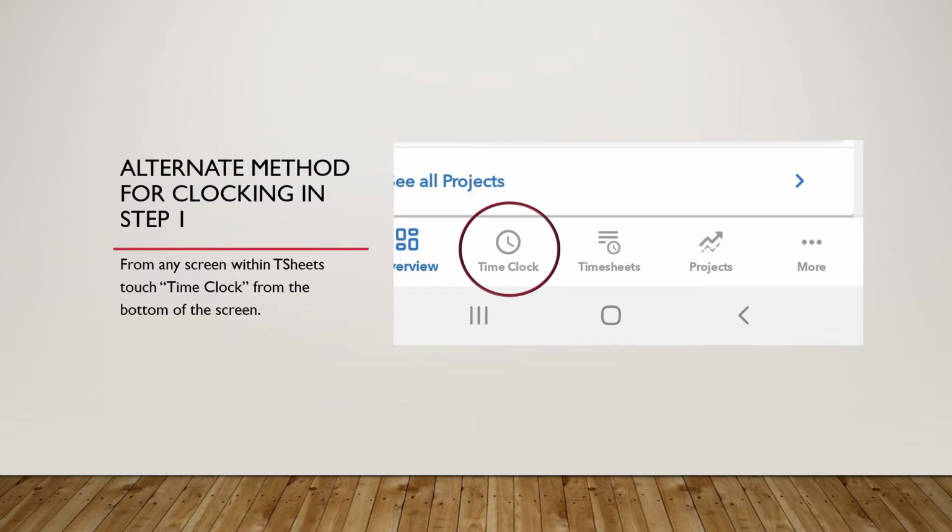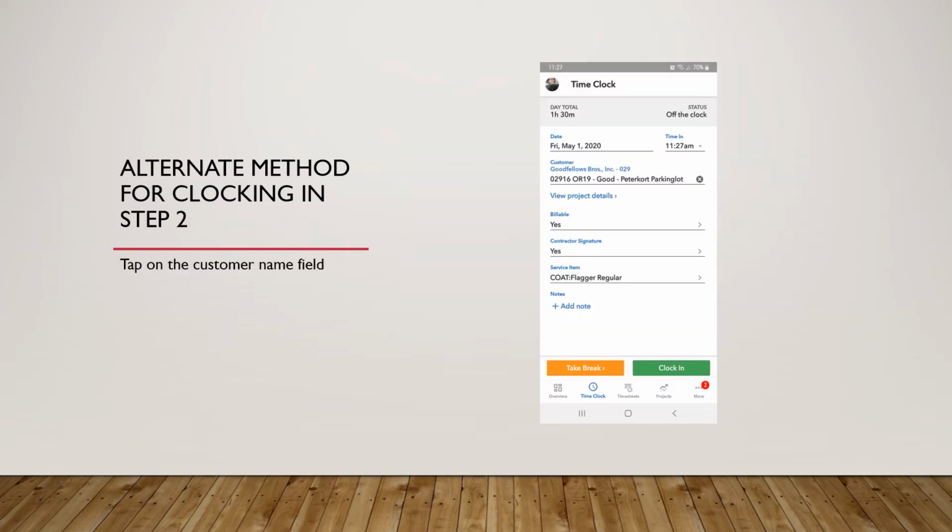From the bottom of any TSheets window, tap on Time Clock. In the time clock screen, the customer that is automatically populated will be the last customer you worked for. Tap on the customer name to open the list of customers you could be assigned to work for.